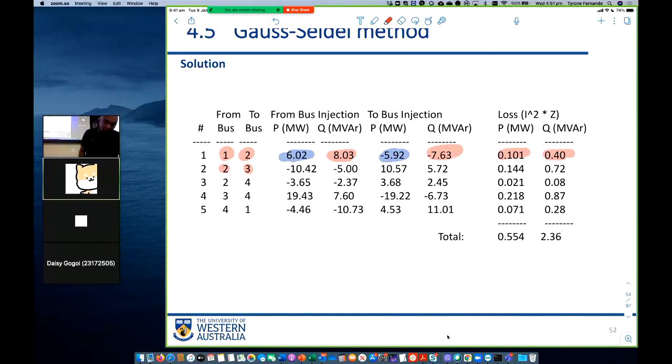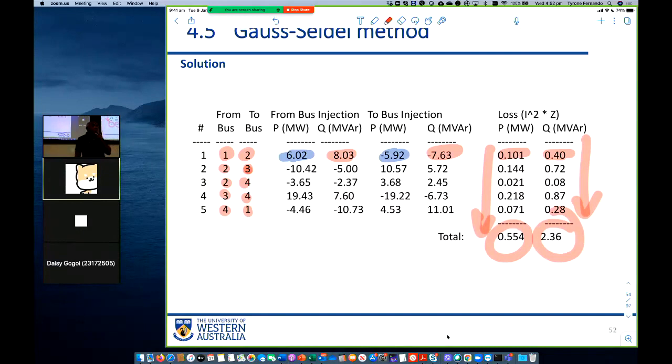And we can do that for all the lines: bus 2 to bus 3, bus 2 to bus 4, 3 to 4, 4 to 1. We can do all those calculations because we know the voltage magnitude and angle at each of those buses. Right? And if I sum all the losses in the lines, well, that's the total loss. I can sum all the reactive power losses in the lines too.